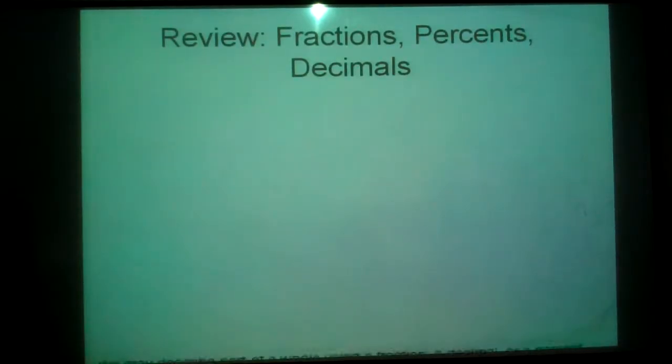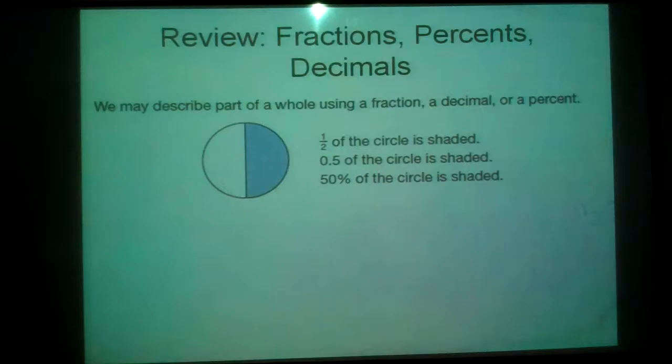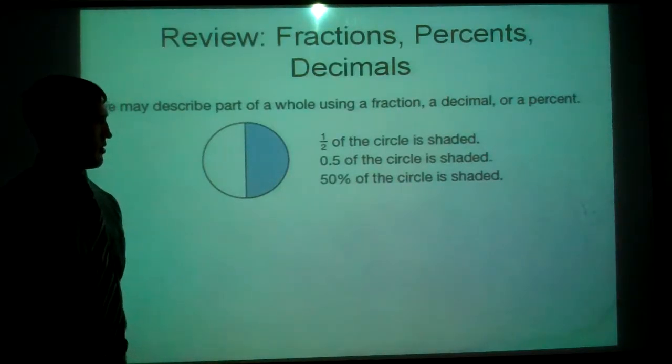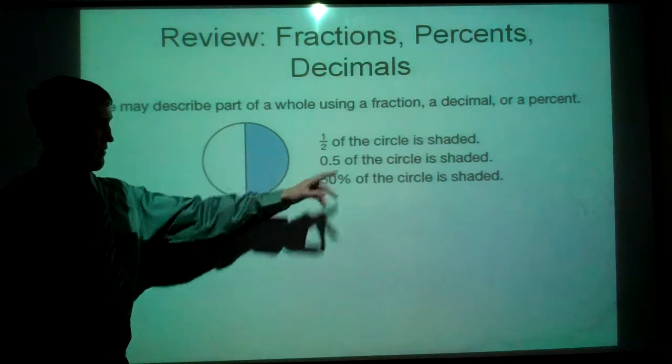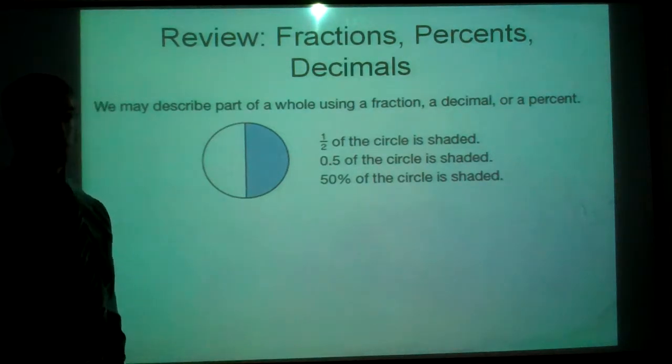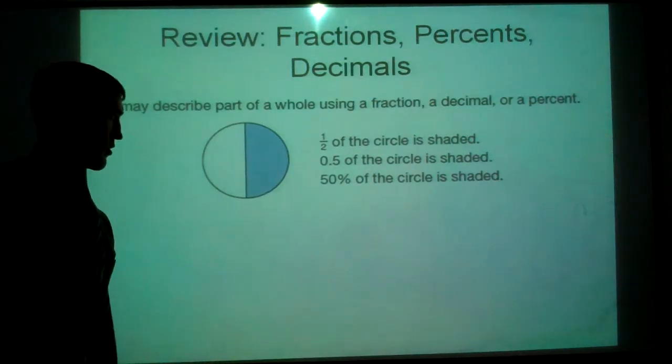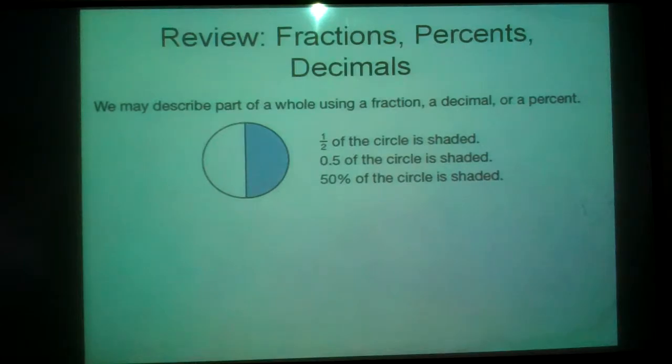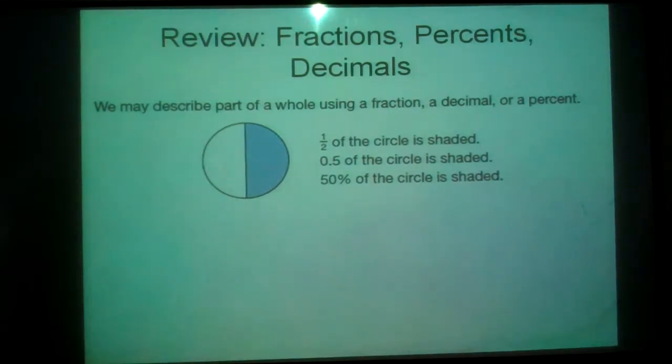Okay, so we're going to review here. If we just take a look at this circle here and we look at what fraction is shaded, we can represent that as a fraction, decimal, or a percent. We could say that half of the circle is shaded, 0.5 of a full circle is shaded, or 50% of the circle is shaded.